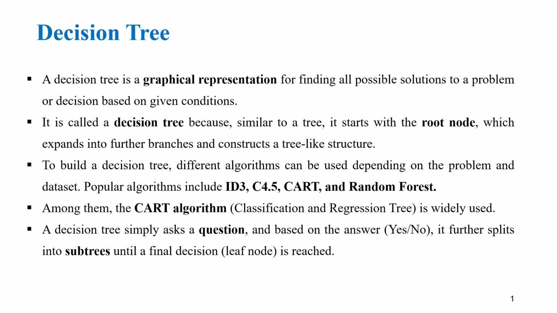the given conditions. It is called a decision tree because, similar to a tree, it starts from the root node and further goes to the branches and then subtrees and so on. To build a decision tree, different algorithms can be used based upon the problem and the given data set. Popular algorithms include ID3, C4.5, CART, and random forest. Among them, the CART algorithm is widely used.